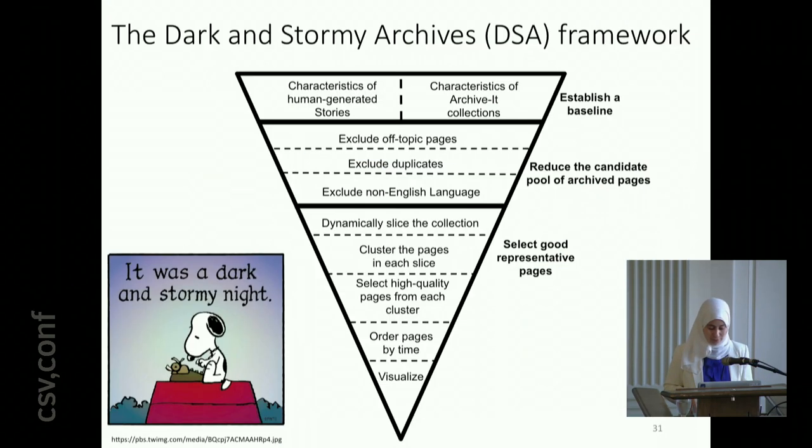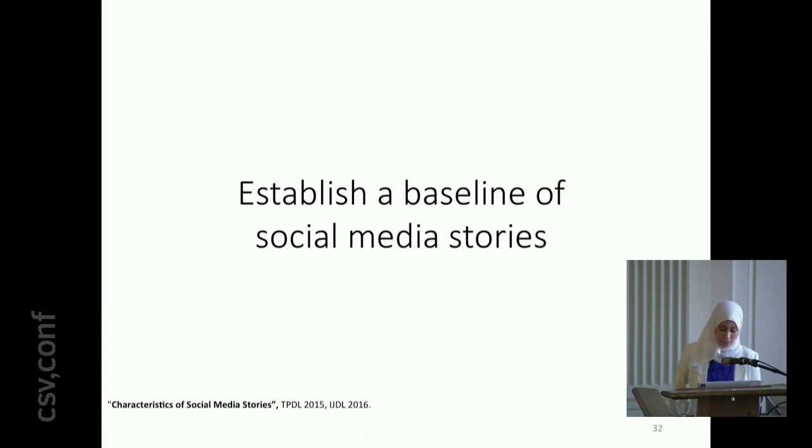a specific event. So this is the framework that we proposed for generating these three types of stories from the archive, which supported the first one. The framework has three main components. First, we establish a baseline of what human-generated stories look like, then we reduce the candidate pool of archived collections and archived pages, and then we select the best representative pages from these collections. I'll walk you through some of these steps very quickly, because there is much detail, and here I'm citing all the works that have the details, so you can go and read them.